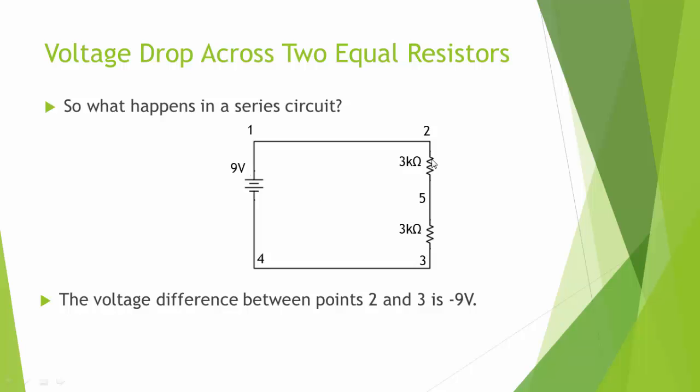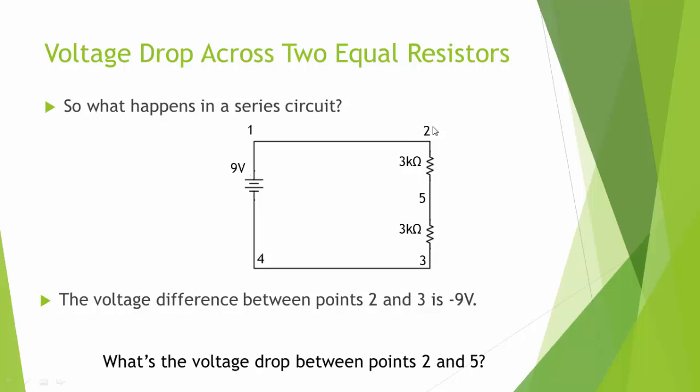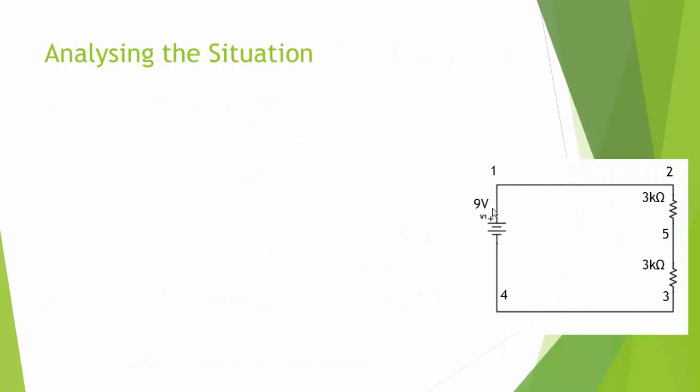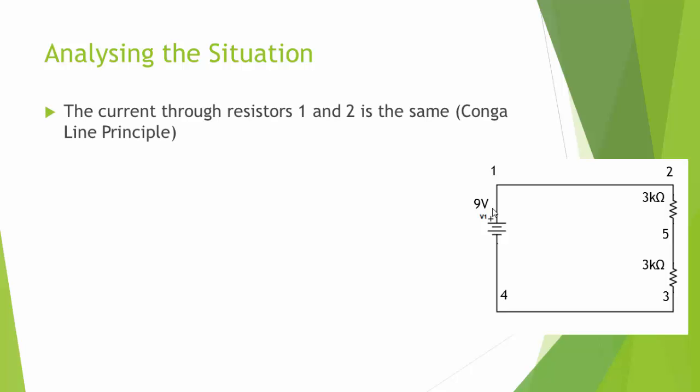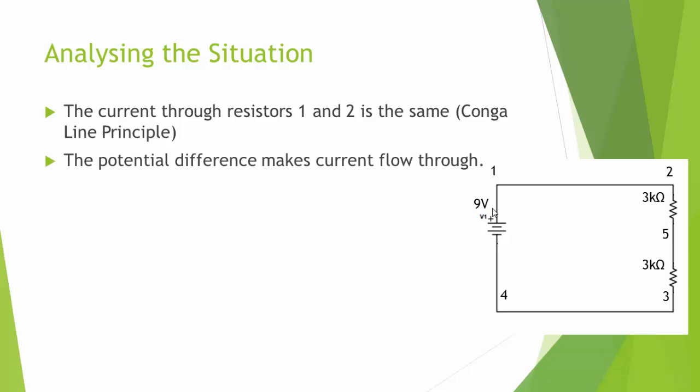Well, we can look at this and say the voltage difference between point 2 and point 3 is 9 volts. We know that. The question is, what happens to the voltage, to the potential as it moves from point 2 to point 5? Okay, if we were to analyze this, we can realize that the current through both resistors is the same, and we can recognize that Ohm's law applies. In other words, the current flows through the first resistor because of a potential difference from point 2 to point 5.